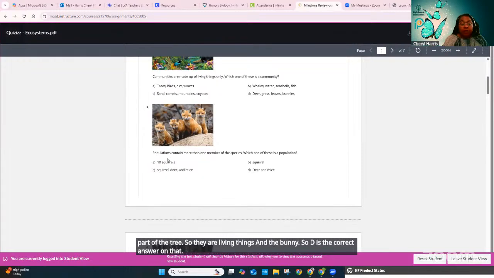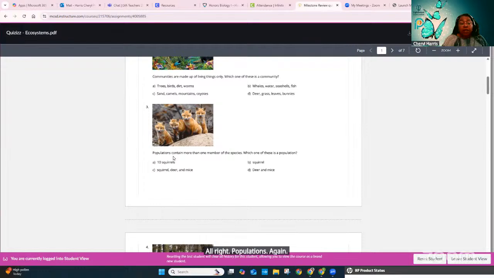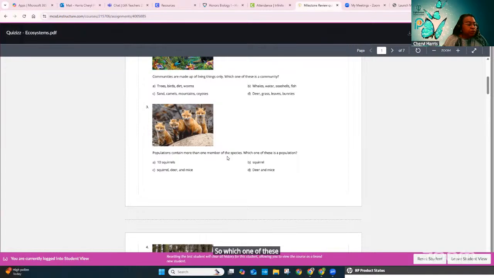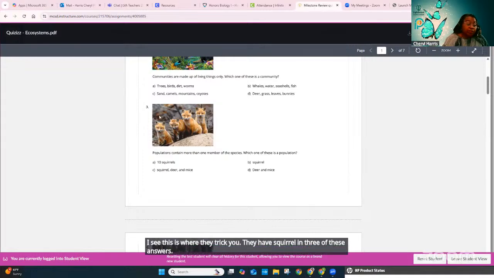All right, populations. Again, we're going through those definitions. A population contains more than one member of the species, a group of one kind. So which one of these is a population? One kind of something, but it's a group of them. I see this is where they trick you. They have squirrel in three of these answers, but they gave you a picture of a fox.